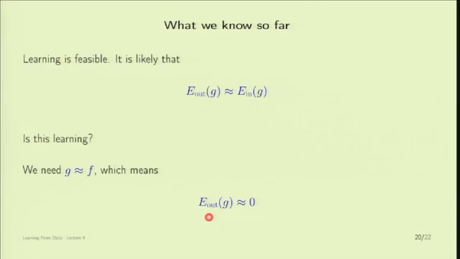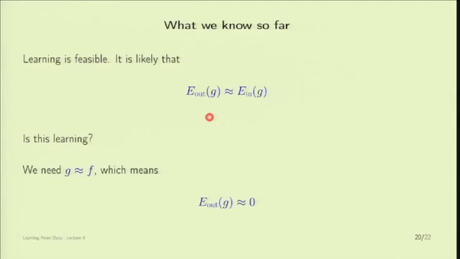It means that the out-of-sample error for g is close to 0. Because the out-of-sample error measures what? It measures how far you are, that is g, from the target function over the entire space. And therefore, the statement that you are close means that the out-of-sample error is small. So this is what we want, and this is what we have. Now, if it's not learning, what was it? Well, this was actually good generalization.